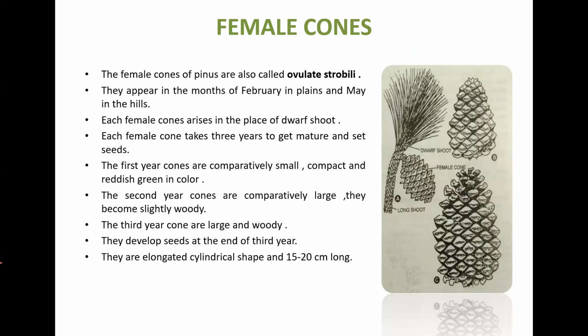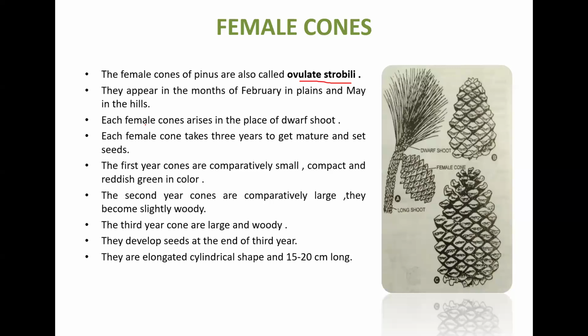Now this is about the female cone here. Okay, so this is the female cone. The female cones of Pinus are also called ovulate strobili. Now why are we calling it ovulate strobili? Because they are the ones which are going to enclose the ovule, or we call it the female gamete. These female cones appear in the month of February in the plains and in the month of May in the hilly regions.